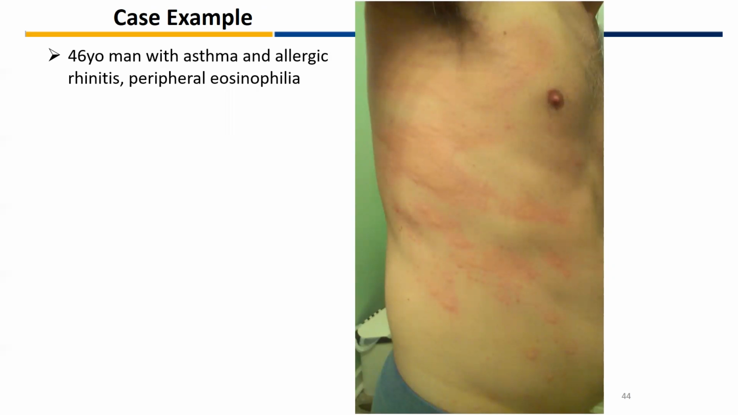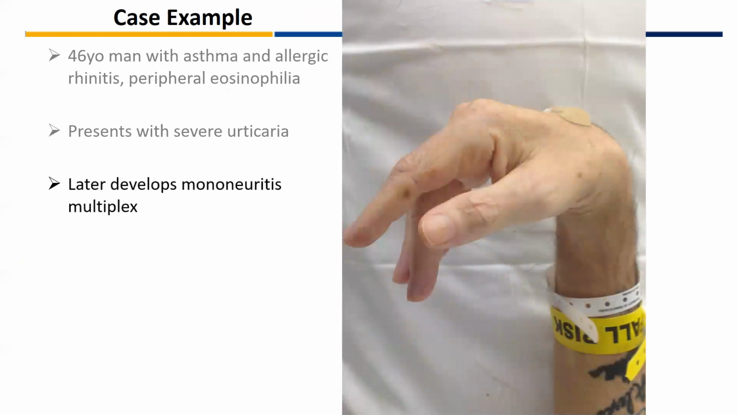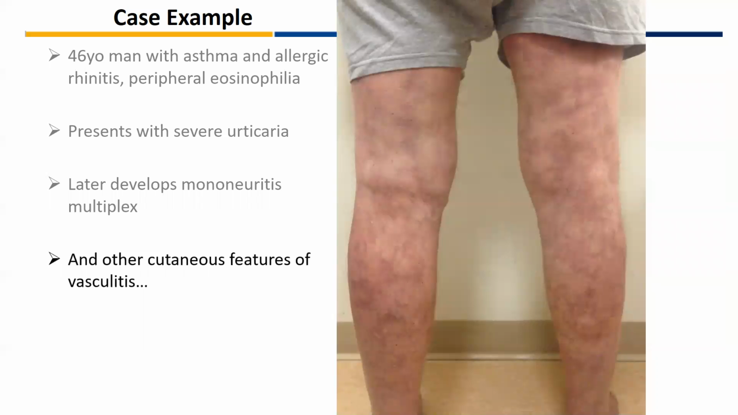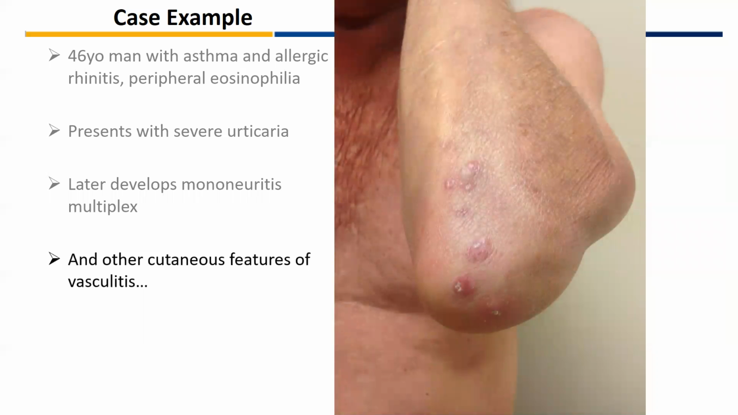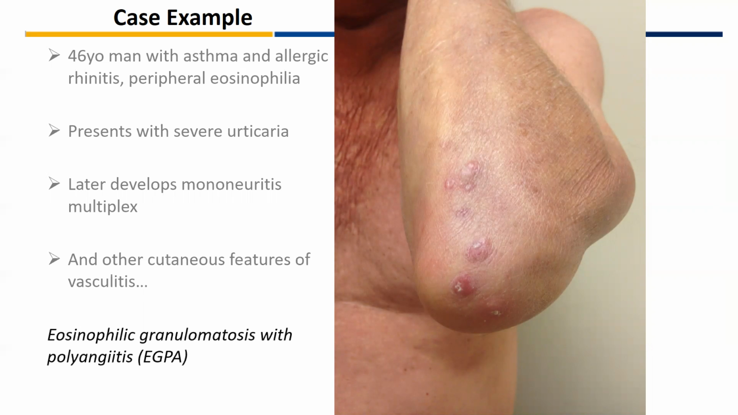How about this patient? He's 46, he has asthma, allergic rhinitis, and peripheral eosinophilia, presents with severe urticaria, and then later develops mononeuritis multiplex or a wrist drop, and other cutaneous features of vasculitis like livedo reticularis and Churg-Strauss nodules or palisaded neutrophilic and granulomatous dermatitis there on the elbow. This is a patient who has eosinophilic granulomatosis with polyangiitis, formerly known as Churg-Strauss.